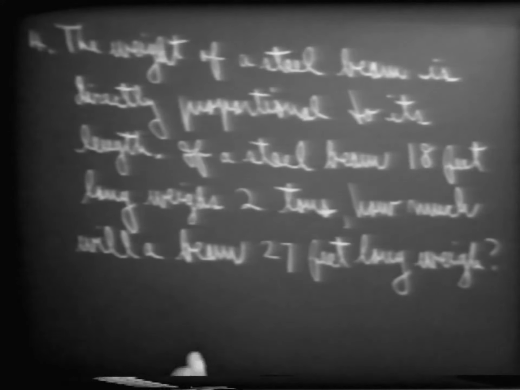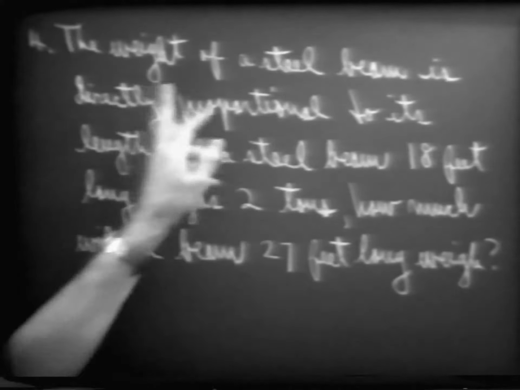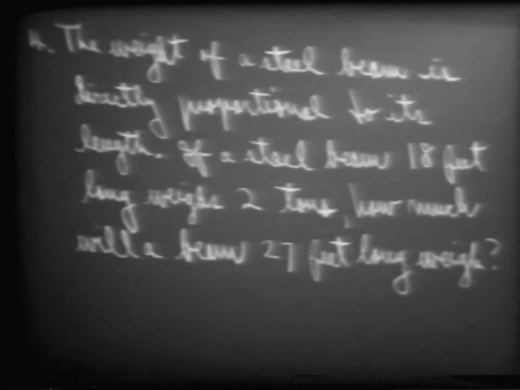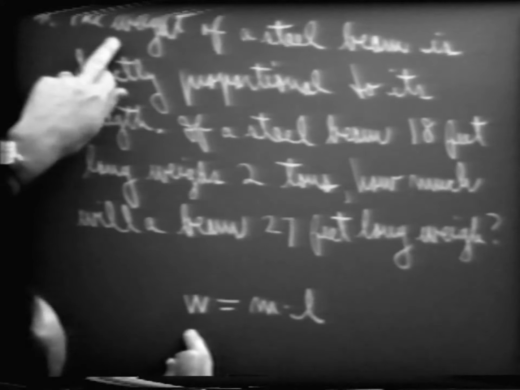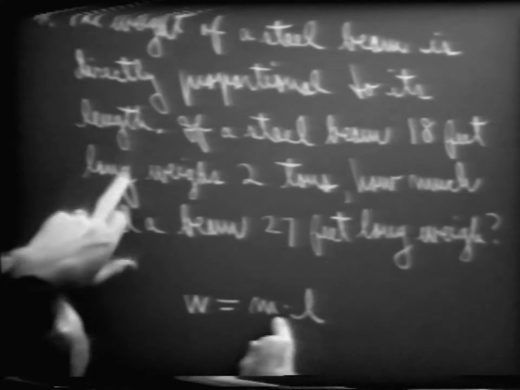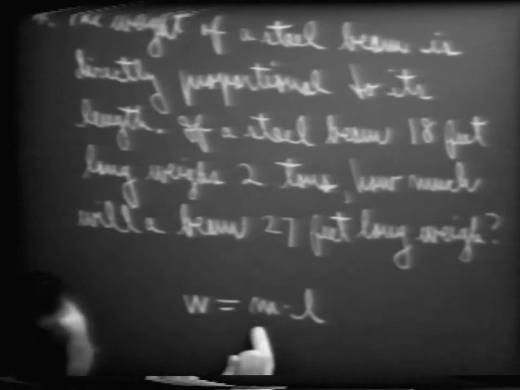So the first thing that we have to do here is to write down a sentence which will interpret that first English sentence. And what will that sentence be? An algebraic sentence, in terms of W and M and L. What can we say here? Anyone? Ron? W equals M times L. W is equal to M times L, in which we say that the weight of the steel beam is directly proportional to its length. Okay?